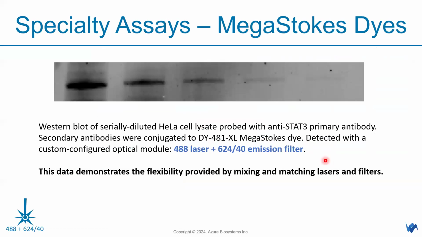So let's look at the results in this blot dyes, mega blot dye. We have it on the Western blot. So you can see by the 488 excitation plus emission around 624, we can image the dye reliably, without much crosstalk.